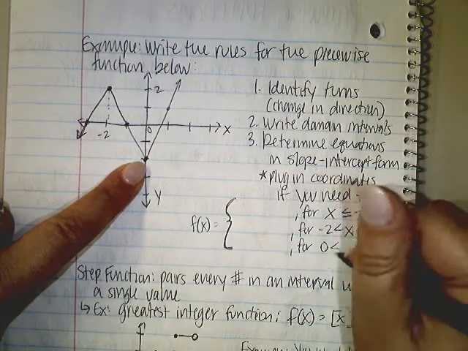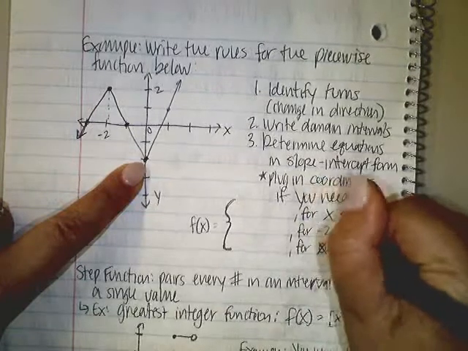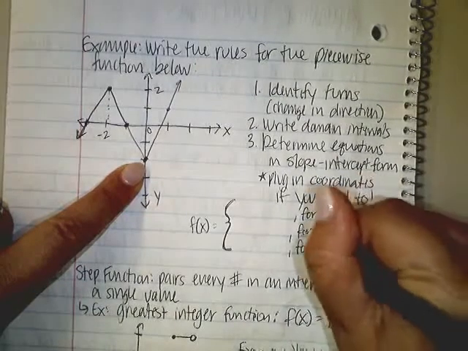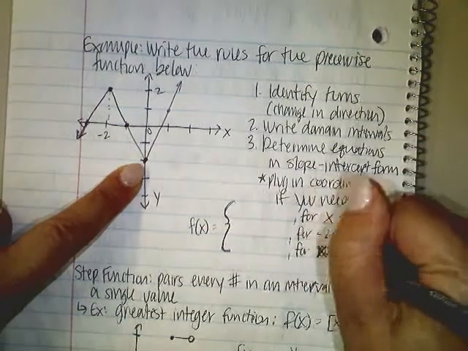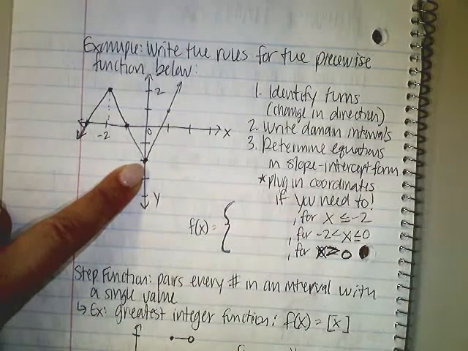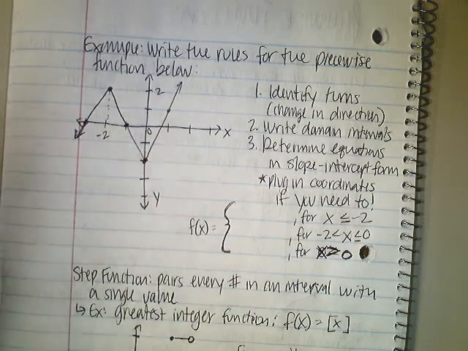So I was going to write 0 is less than x. I'm going to switch that around and write x is greater than 0. So originally I wrote 0 is less than x, but I want to start with the x on the left side. So I'm going to write x is greater than 0. All right, so now I have all my domain intervals.